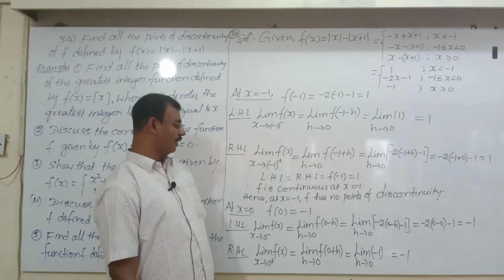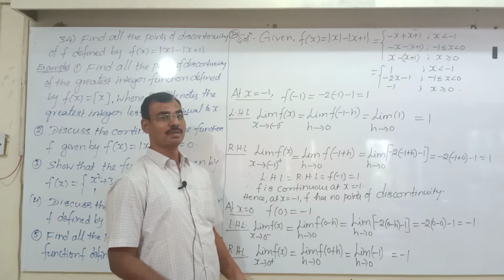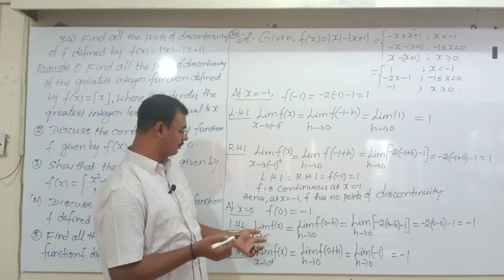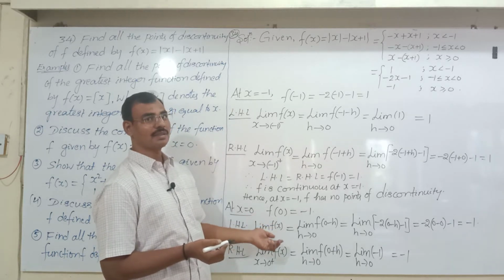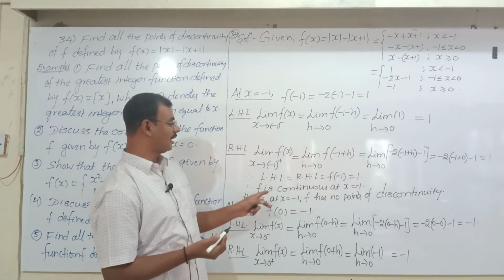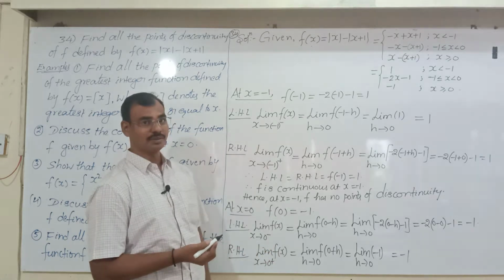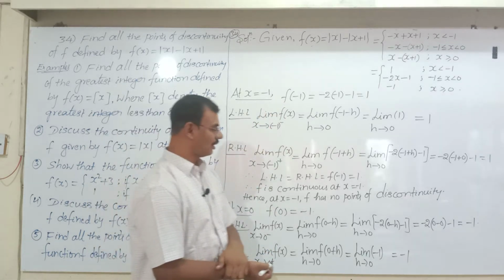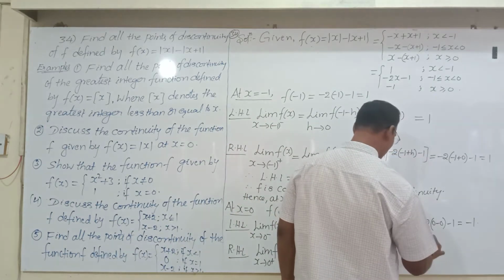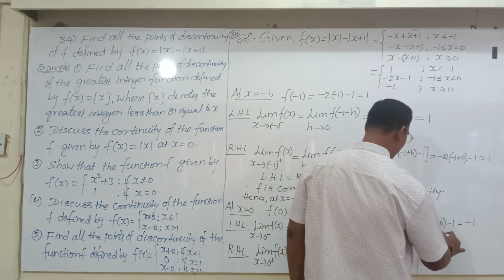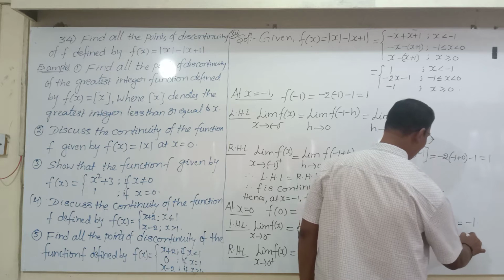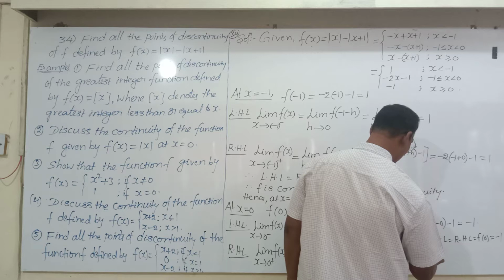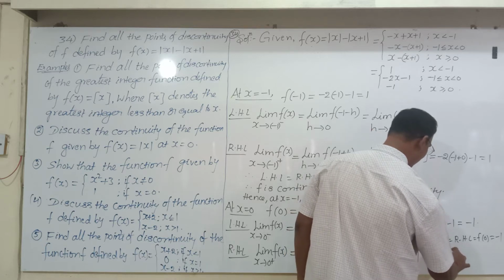So here finally we observe what? In this case also, left hand limit is equal to right hand limit is equal to f of 0. Hence, f is continuous at x is equal to 0 also. So this function has no points of discontinuity. Therefore LHL is equal to RHL is equal to f of 0 is equal to -1. F is continuous.